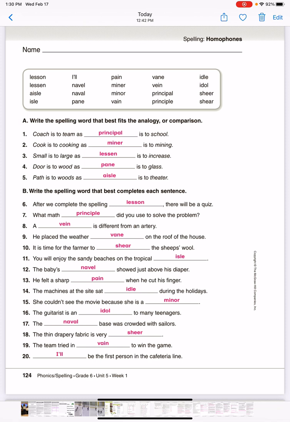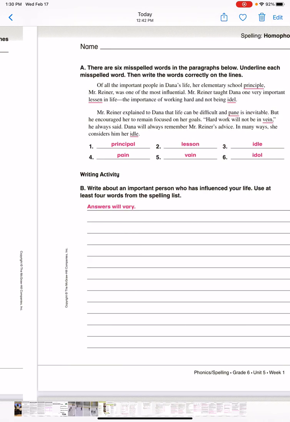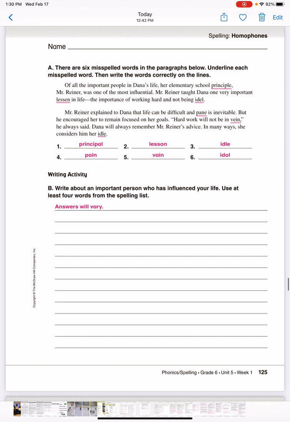Like usual, tomorrow at some point, I'll post the document that has all these answers you can double check. So don't feel like you have to keep up on this video. But that said, go ahead and pause if you want to double check now. And same thing with 125. These are your 6 misspellings. If you want to check your answers now, go ahead and pause the video just for a second.